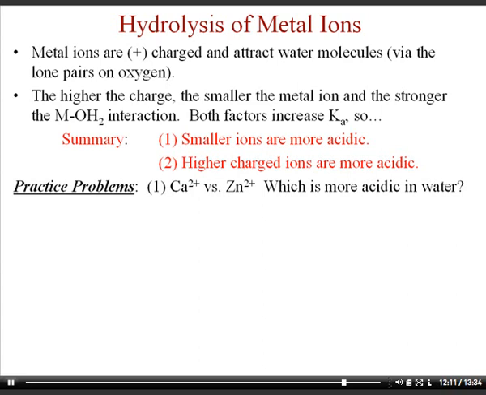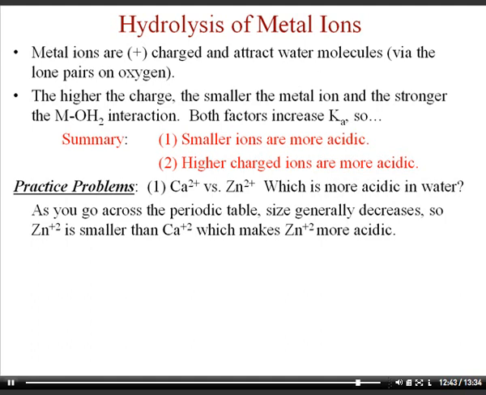So here's an example problem. If you have calcium ions in a solution and zinc ions in the solution, which one's going to be more acidic? Both of them would form a hydroxide when they react with water, calcium hydroxide and zinc hydroxide. So we're wanting to know which one is going to be more acidic in the water. Well, if you look at the size of the elements on the periodic table, going from left to right, calcium to zinc, the atoms get smaller. So because zinc is smaller, it's going to be more acidic, and calcium will be more basic. So as you go across, the size generally decreases, and zinc would be more acidic.